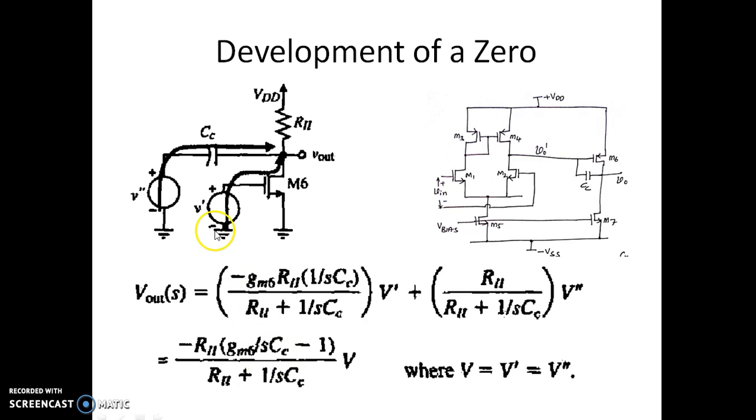As you can see here, because of this compensation capacitor and because of this superposition theorem application, we actually see there is a 0 developed here. So this is the representation of a 0 onto the right hand side. That's why the 0 which was there at infinity without compensation has come to a finite value with this value.